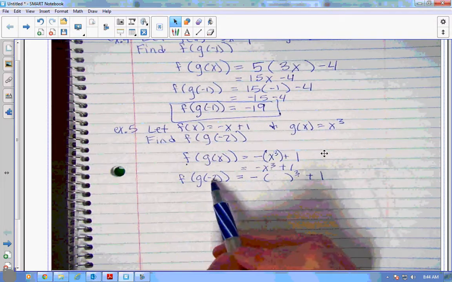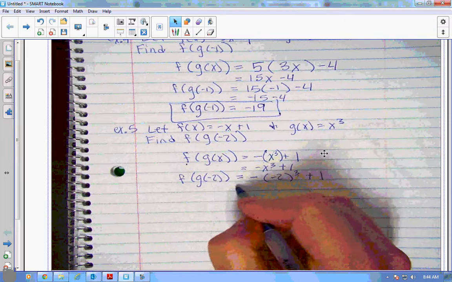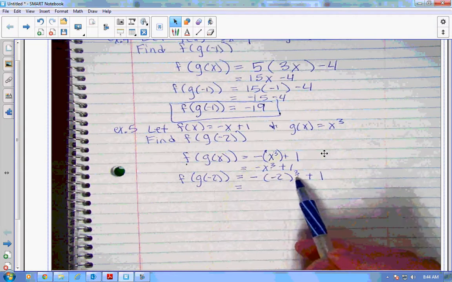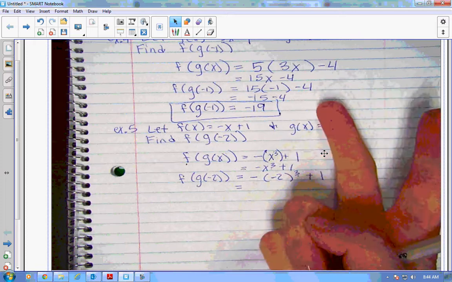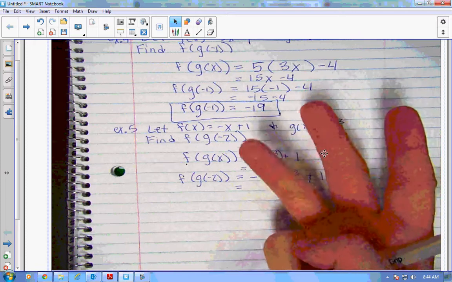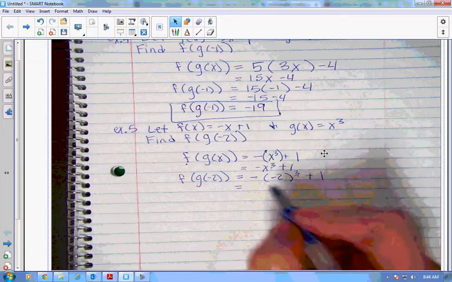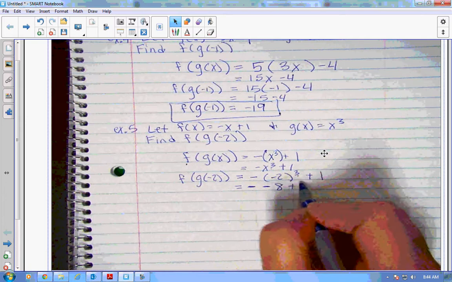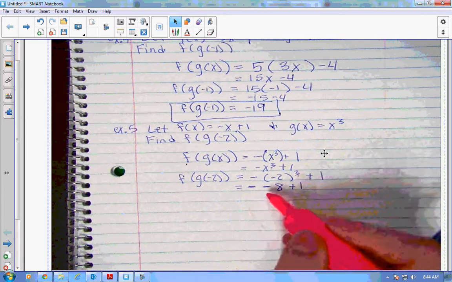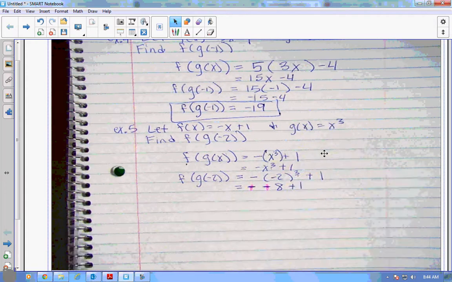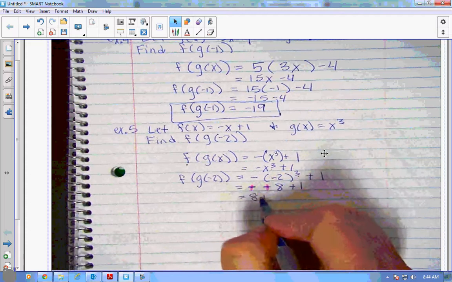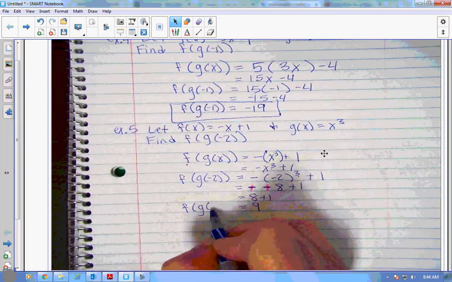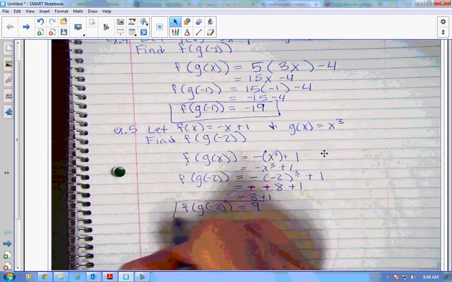And where the x used to be, we're going to insert in negative 2. So following "please excuse my dear Aunt Sally," you need to do exponents first. Negative 2 cubed. Negative 2 times negative 2 is positive 4. Times negative 2 is negative 8. But there's a negative sign outside as well. A negative 8 plus 1. When we have minus and negative, we get wiggle, squiggle. Positive 8 plus 1 is 9. So please write this at the beginning. F of g of negative 2 equals 9.